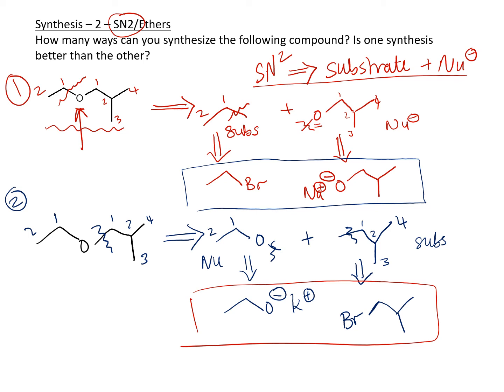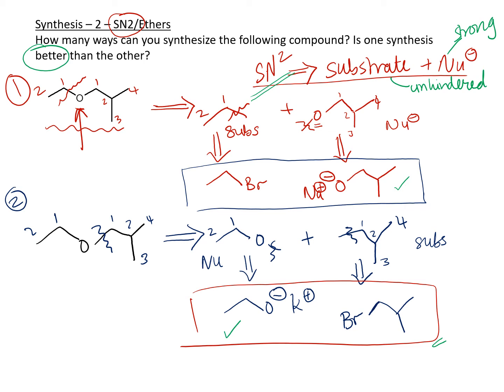Now what we have to think about is which one is better, because that's being asked in our question: is one synthesis better than the other? How do you decide that? We need to look back at the mechanism. The mechanism says it has to be SN2. In SN2 you need the substrate, which we have here and in the second one also. The substrate in SN2 should be unhindered. The nucleophile should be a strong nucleophile. If we look at the nucleophile first, we got a good nucleophile here, and we have a good nucleophile here also. Both nucleophiles are good.